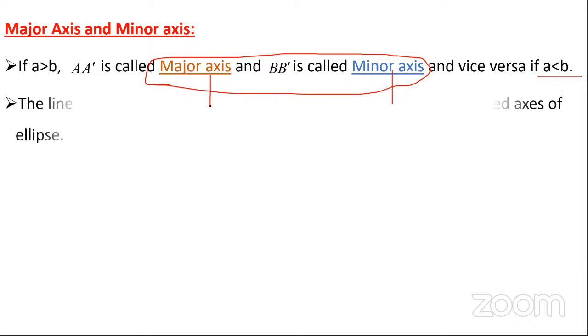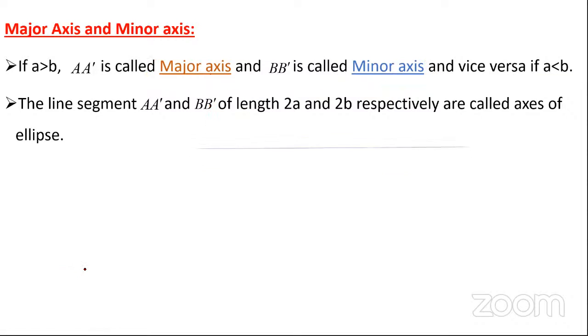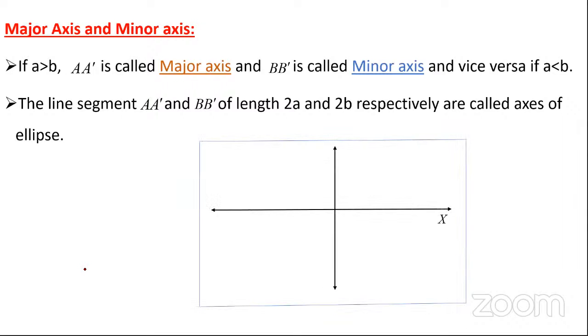Now the line segment a dash has length 2a, as we solved in the proof. Then b dash is nothing but 2b. These two are called the axes of the ellipse. So see this figure. This is a plane, and this is an ellipse, which contains a dash as the major axis and b dash as the minor axis.